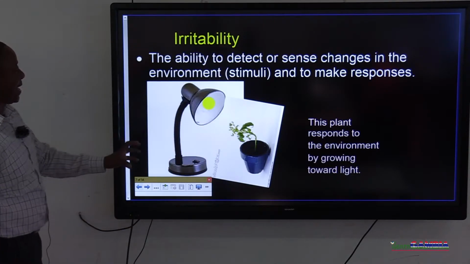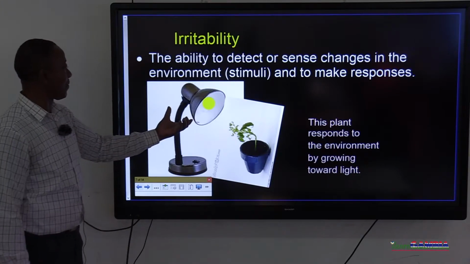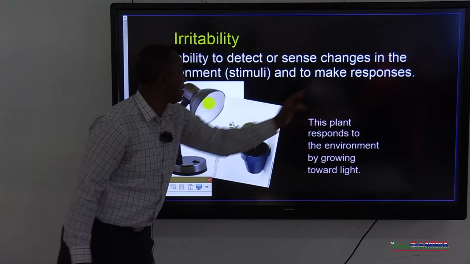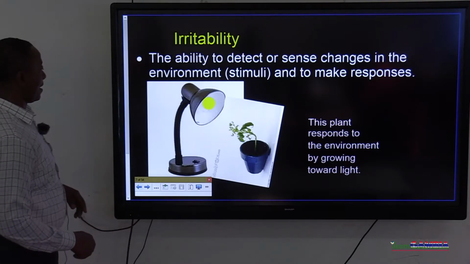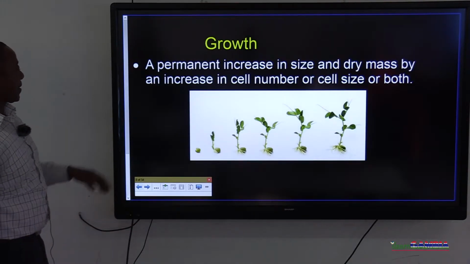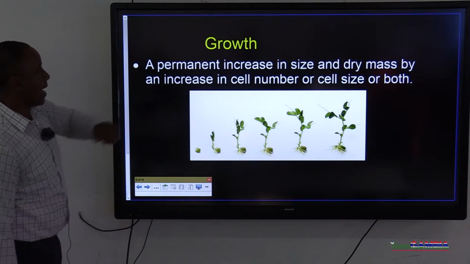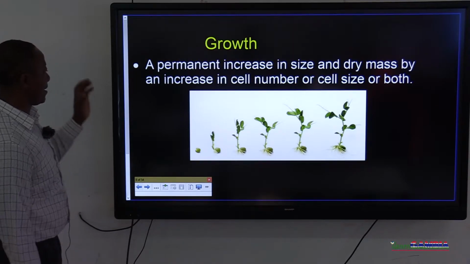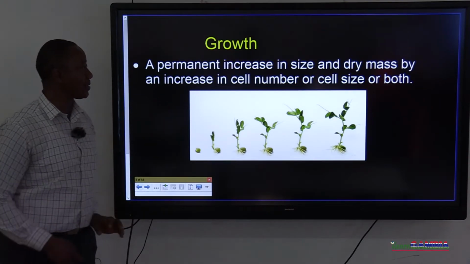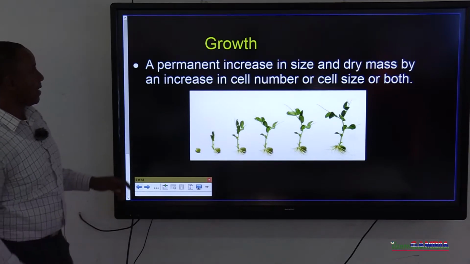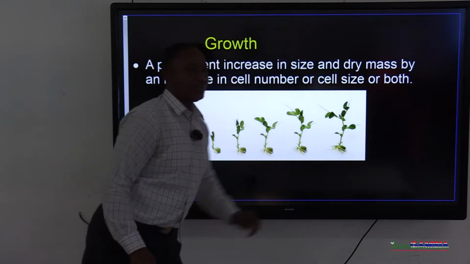So it means the plant is sensing the change in environment and it is responding by growing towards the light. Growth is a permanent increase in size and dry mass by an increase in cell number or cell size or both.